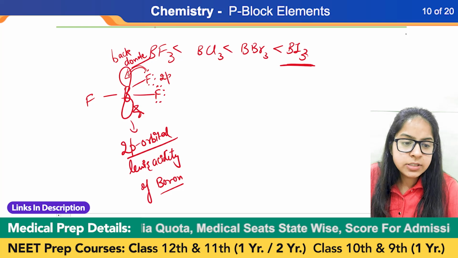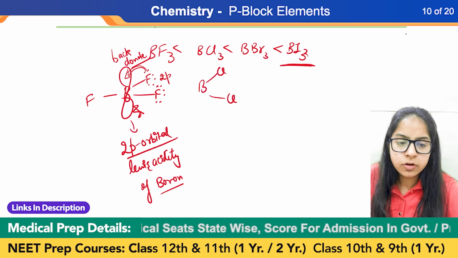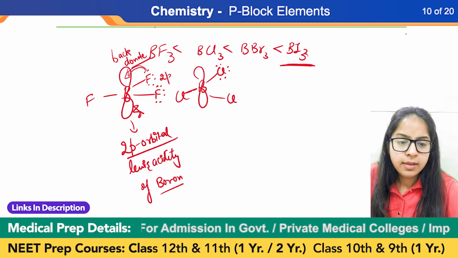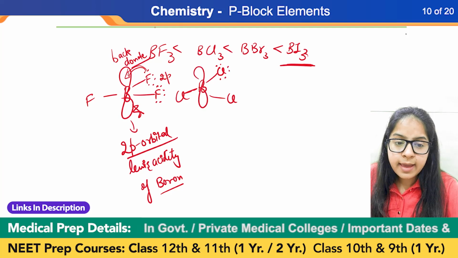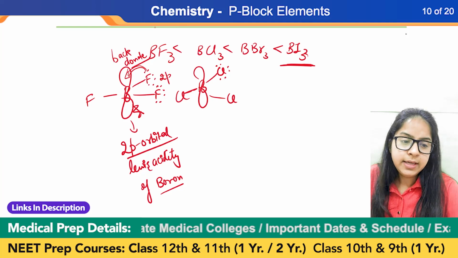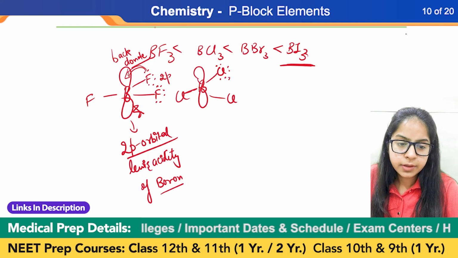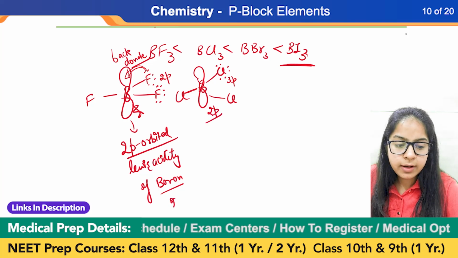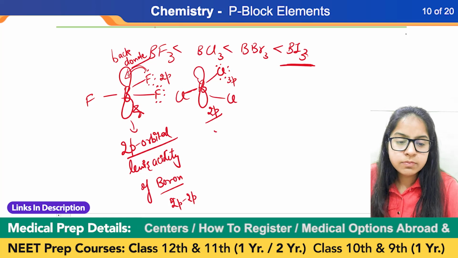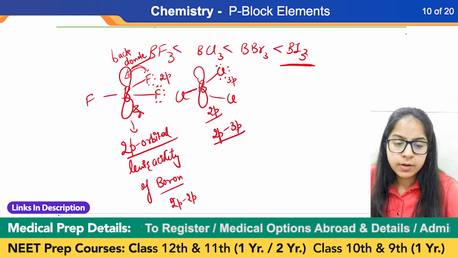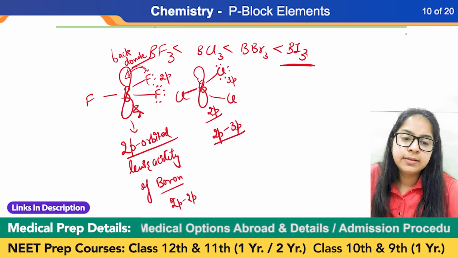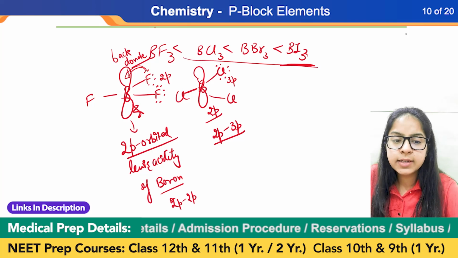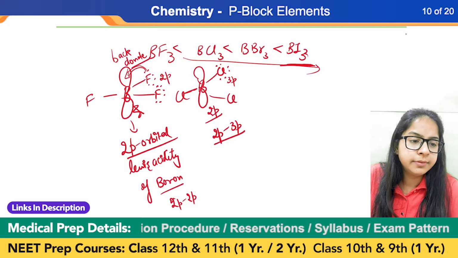Here, in the case of boron trichloride, chlorine cannot back donate easily to the boron p orbital. This is a 3p orbital, this one is a 2p orbital, because 2p-2p overlap is more favorable than 2p-3p overlap. That's why it is not decreasing the Lewis acidic strength of boron as much as fluorine does. So that's why it is increasing from here to here.